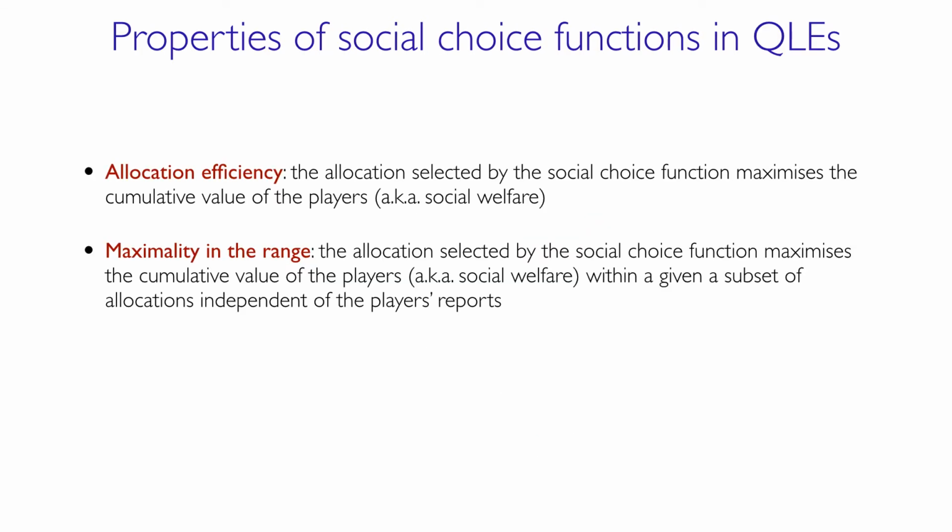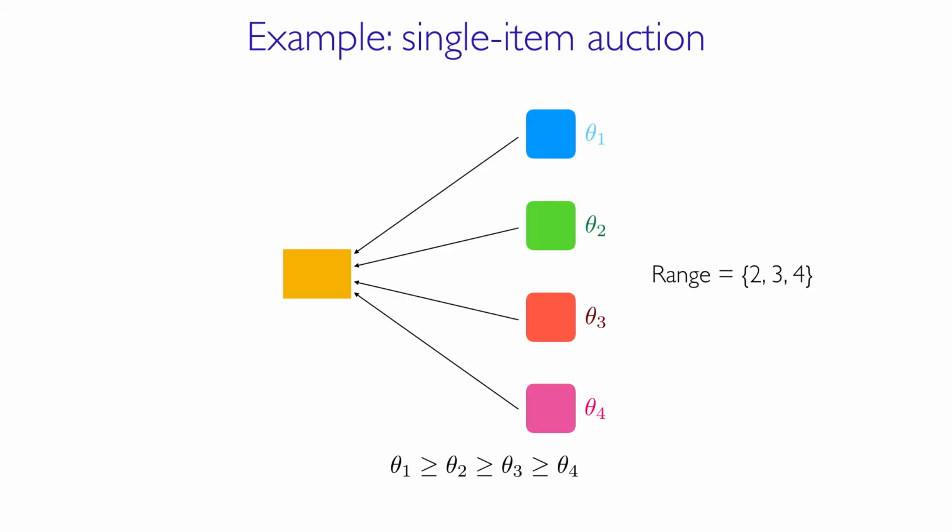The second interesting property is maximality in the range. We say that an allocation function is maximal in the range if it returns the allocation maximizing the social welfare of the players, given a restricted subset of allocations, such that the choice of this subset does not depend on the reports of the players. So, for instance, if the range defined before receiving the reports from the players is composed of 2, 3, and 4, a social choice function that is maximal in the range must return player 2.